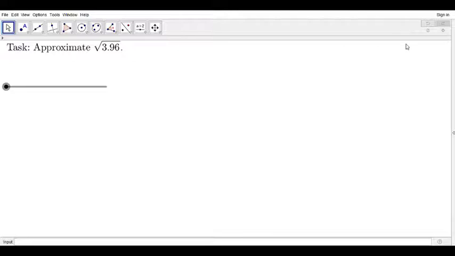We're down to the last application of derivatives. This is section 2.9, differentials. Let's consider this straightforward task. Approximate the square root of 3.96. The calculator output is 1.98997.